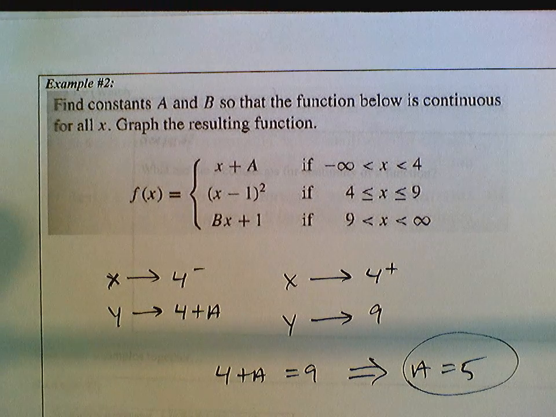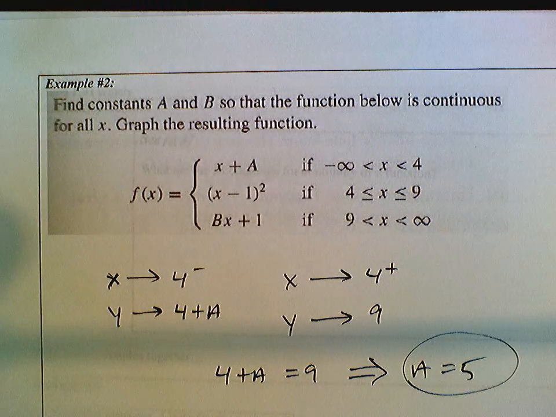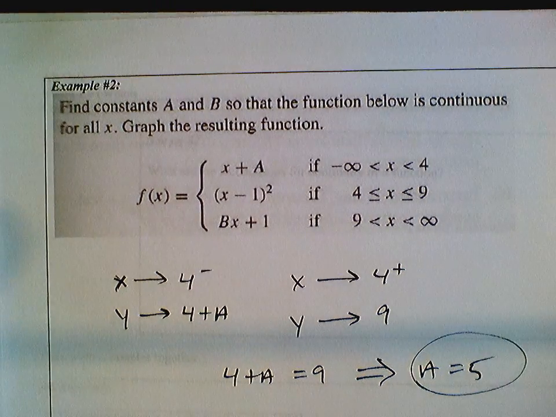So if a is 5 and b is 7, then this function here is continuous. And if you want to check it like we did before on the other page, that's a good exercise. Okay, guys, so this video is done.